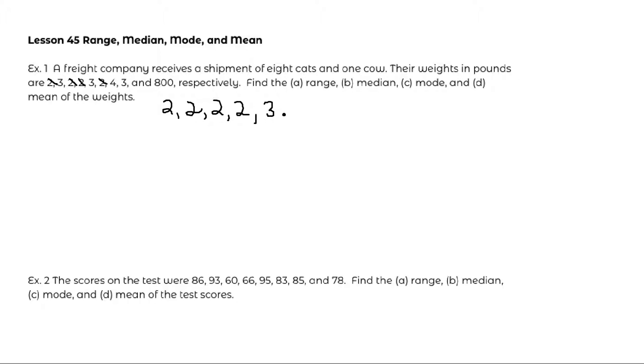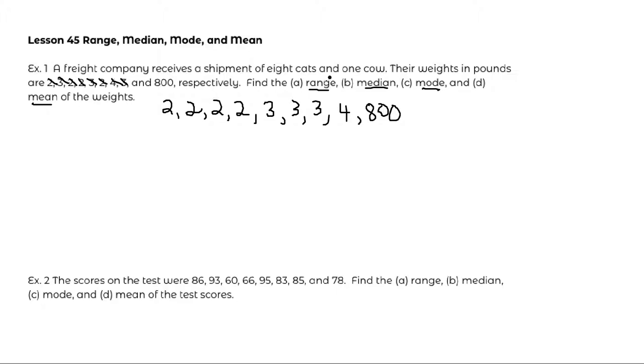1, 2, 3, 3 3's. I'm going to cross those off, make sure I have them right. 1, 2, 3. We have a 4, and we have an 800. So first step is you want to write these in order. These are on the SATs, so these are things you really have to know. Range, median, mode, and mean.